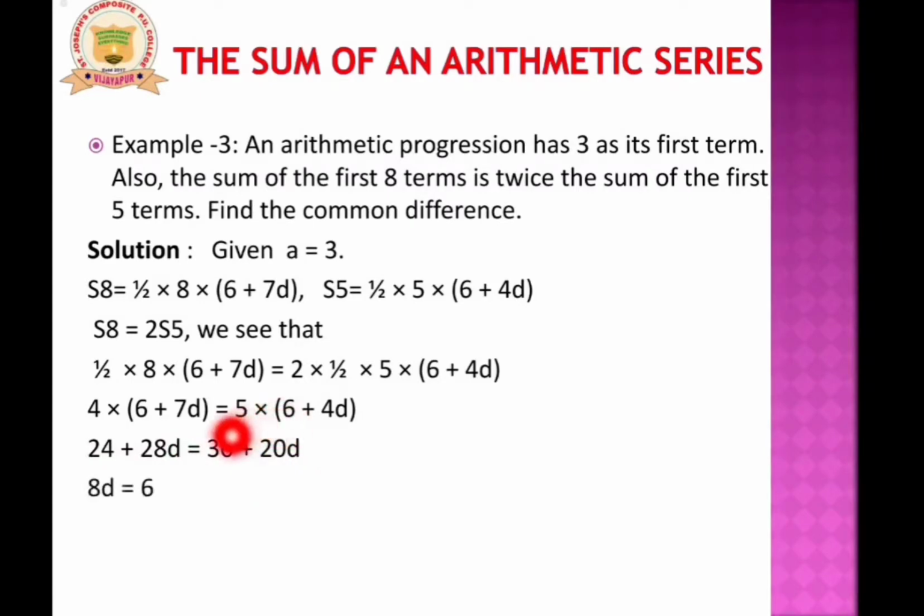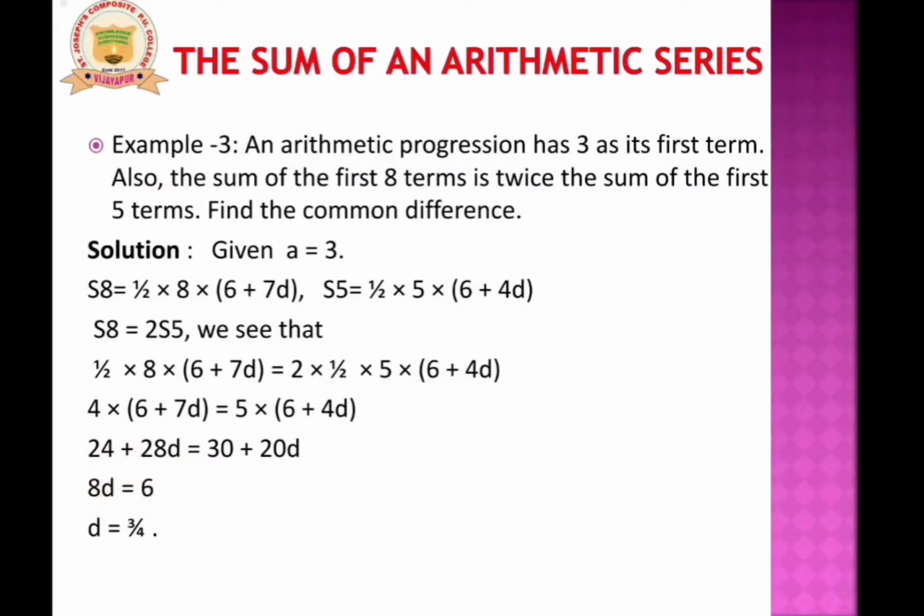And on solving, take this 20d to this side, it becomes minus 20d. So 28 minus 20 gives you 8d, and 24 is in plus, when it comes to the right side becomes minus 24. So 30 minus 24 gives you 6. So 8d is equals to 6. On solving this, we get d is equals to 6 by 8. 2 3s are 6, 2 4s are 8, we get 3 by 4. So here the common difference is 3 by 4.